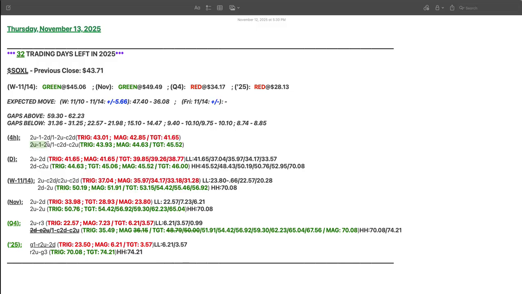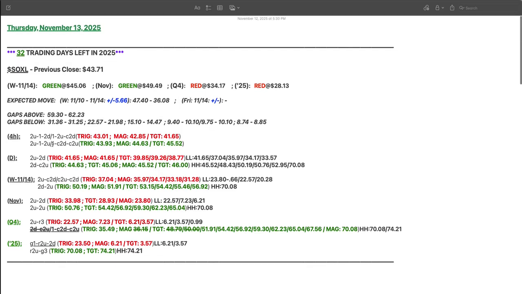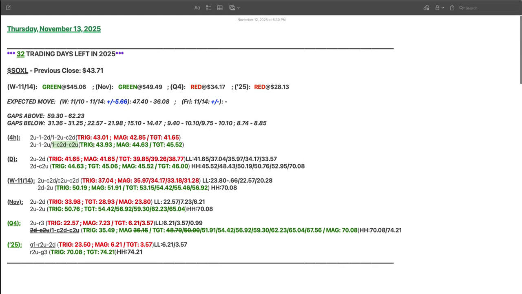And then to the upside, we have a 2-1-2 up triggering at 43.93 with the magnitude of 44.63. So a little bit more magnitude to the upside than the downside on the initial strat reversal. But that then again puts us into that kind of messy one combo two down, combo two up if we go above 44.63, and that magnitude for that move is 45.52.